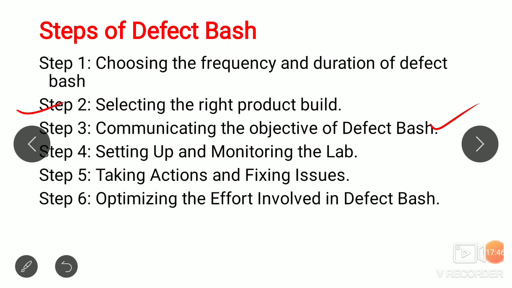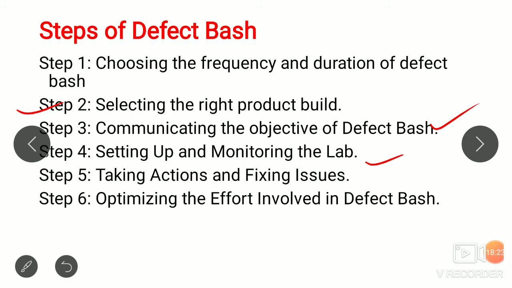Next, fourth one is setting up and monitoring the lab. Here, defect bashes are planned, short-term and resource-intensive activities. It makes sense to set up and monitor a laboratory for this purpose. Finding out the right configuration and resources. What are the resources? Hardware, software, and a set of people to perform the defect bash. These are the activities that have to be planned carefully before a bash actually starts.